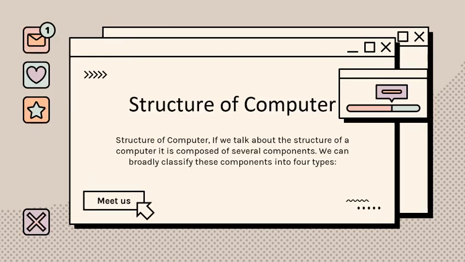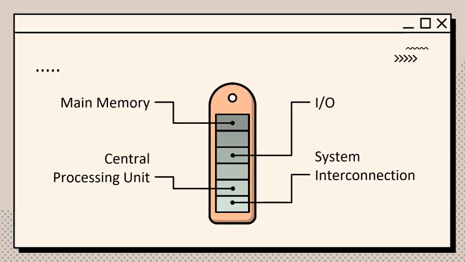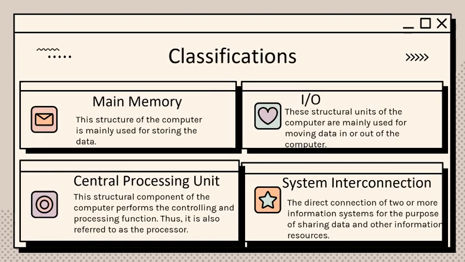Structure of computer. The central processing unit CPU, input device, and the output device are the three components that make up the basic structure of the computer system. We can broadly classify these components into four types. The basic structure of computer consists of main memory, CPU, I/O units, and system interconnection units.